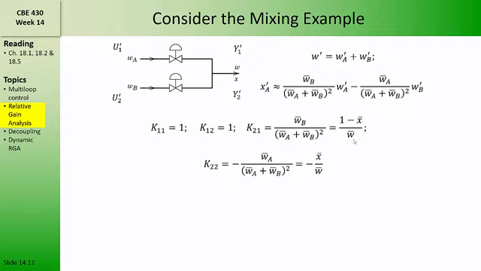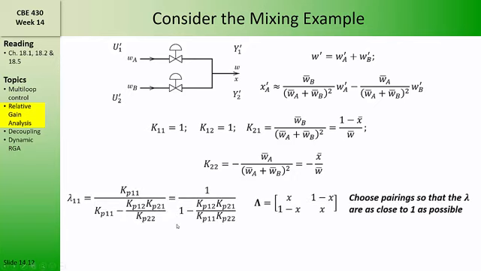Example 18.3 from our text shows that WB bar over (WA bar plus WB bar) squared is equal to 1 minus X bar over W bar, and that minus WA bar over (WA bar plus WB bar) squared is equal to minus X bar over W bar. These come from the steady state component balances, assuming that WA is a mass flow rate of pure component A.